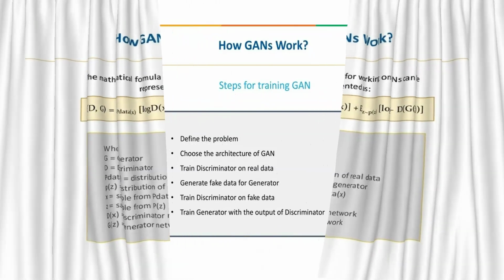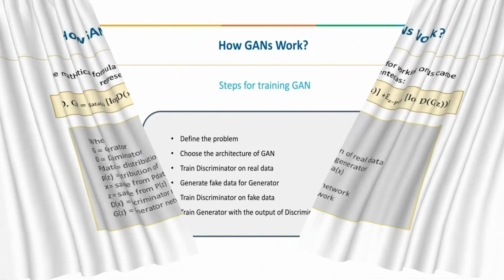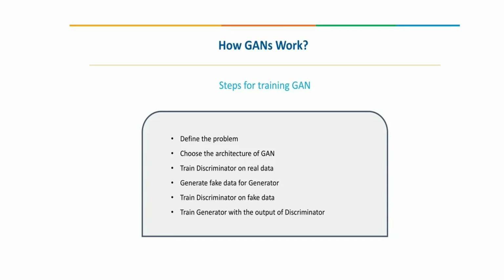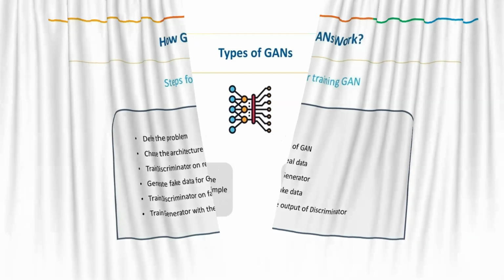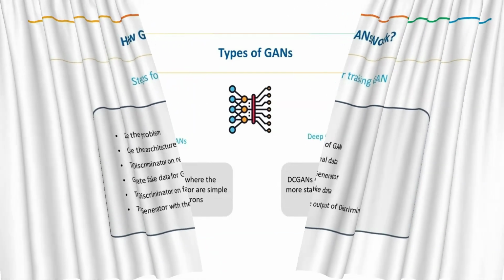So now let's discuss how a GAN works step by step. First, you have to define the problem. Let's suppose you are solving the problem of generating sketch images from colorful images. So this is your problem domain. Second, you have to define the GAN. There are types of GAN, like vanilla and DC GAN. Third is train a discriminator on real data. Fourth is generate fake data. Fifth is train the discriminator on fake data, and sixth, you have to train the generator with the discriminator's output. So these are the steps in order to obtain the final output.